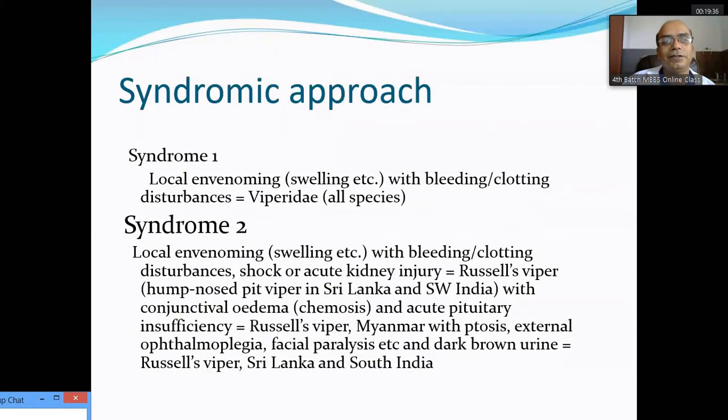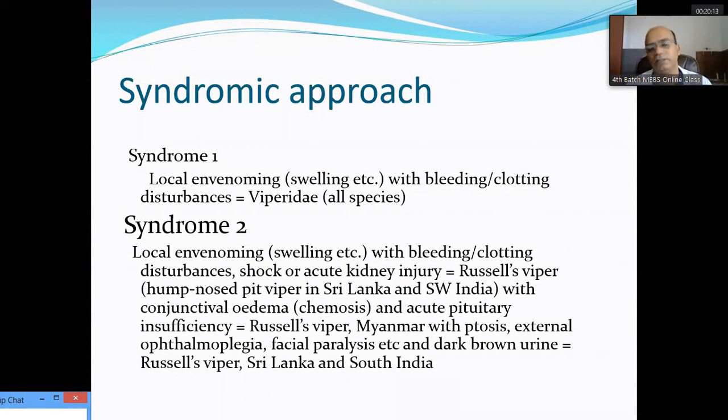So, the syndromic approach, I have already explained this one. Syndromic approach means it is very difficult to find a classical laboratory test in case of snake bite, or the laboratory facility may not be available at night in a peripheral center like a PHC or health post. So you can start treatment on the basis of the syndromic approach, like local envenoming with bleeding or clotting disturbances. You may suspect it is a hypersensitivity.